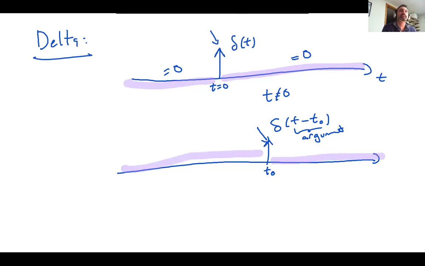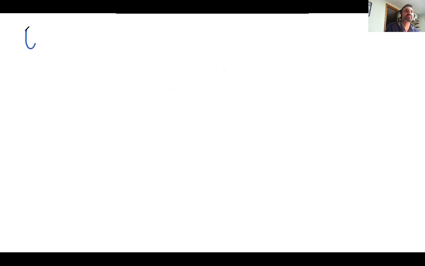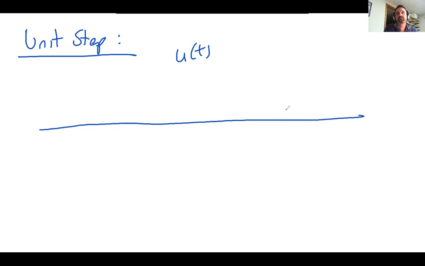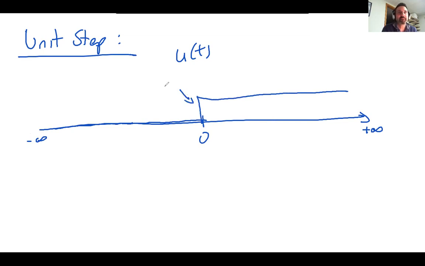All right, next, or as they say in French, prochain, is the unit step function. So u of t is this. Let's say that goes to plus infinity and that goes to minus infinity. Before zero, everything's zero. After zero, whoop, it creates a step. It looks like a step, and it has an amplitude value of one. That's a unit step function.